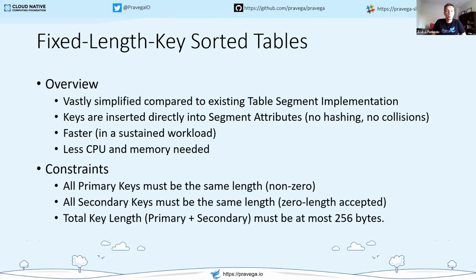Yes, you will be subject to some constraints, like all the primary keys and secondary keys have to be the same length, and your keys have to be less than 256 bytes to begin with. But as an added bonus, you get sorted KeyValue tables, which you did not get before. So in our opinion, this was a worthy trade-off.